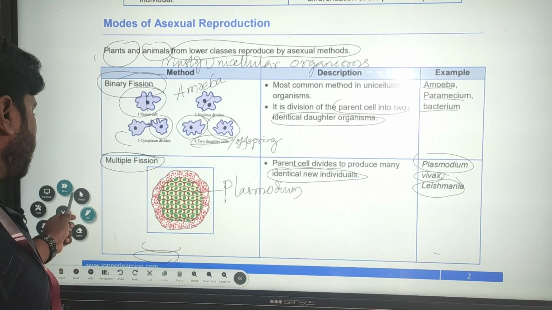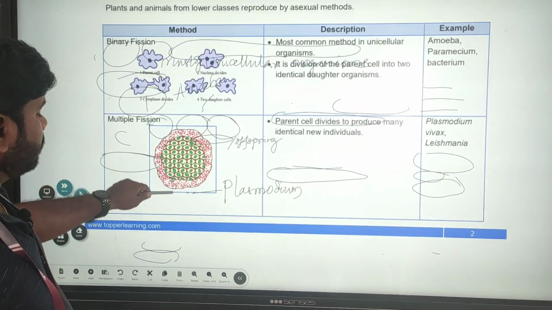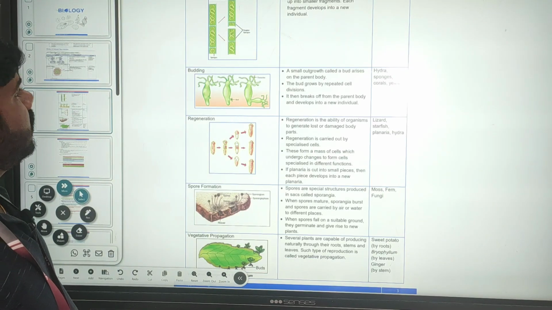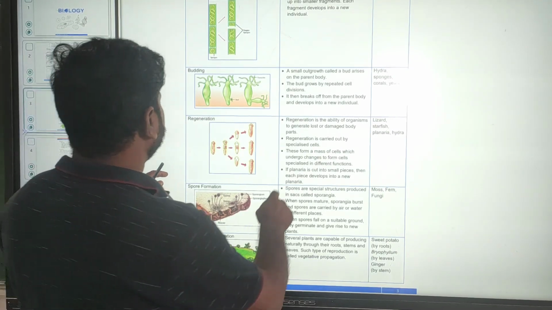Next we will move forward to fragmentation.